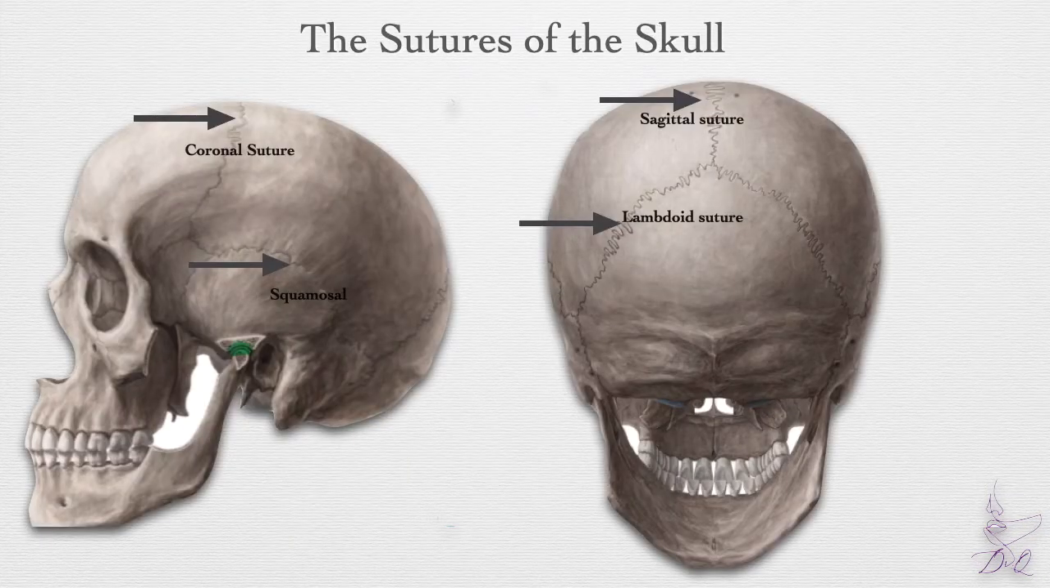Now let's see the sutures of the skull. The sutures of the skull are the joints in the skull. So we have the coronal suture, then there's a squamosal suture, the sagittal suture and the rhomboid suture.